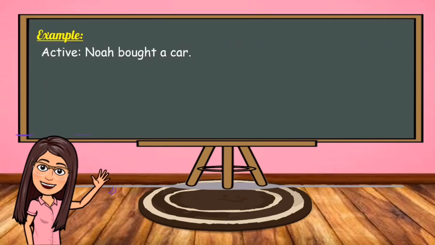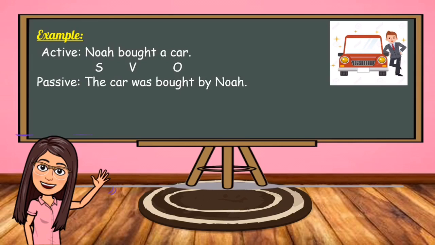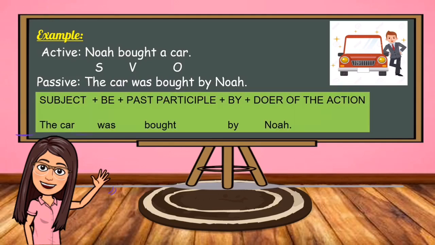The sentence in active voice is Noah bought a car, wherein the subject is Noah, the verb is bought, and the object is car. In passive voice, the car was bought by Noah, wherein our subject now or the receiver of the action is the car, plus the be verb was, the past participle bought, the preposition by, and the doer of the action who is Noah.